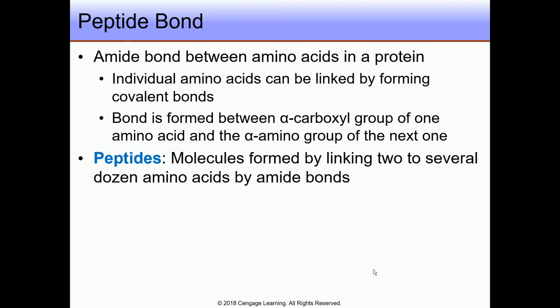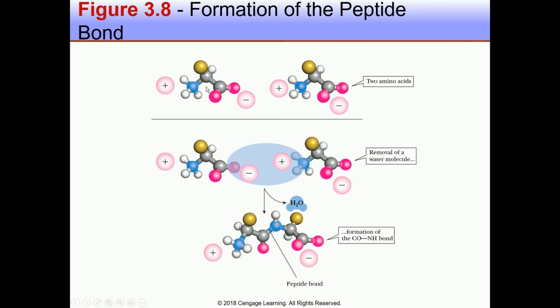And how are the covalent bonds formed? Covalent bonds are formed by reactions called dehydration reactions. Basically this is one amino acid, this is a second amino acid, so two amino acids. Together they lose a molecule of water. The COOH group is going to lose OH, and the amino group is going to lose H, and together they are going to lose a molecule of water, and that is going to link these two amino acids with each other by the formation of the peptide bond.